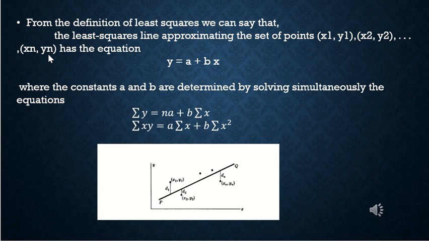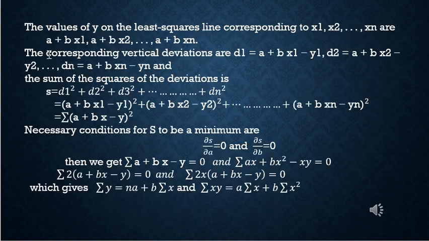Sigma y is equal to na plus b sigma x, and sigma xy is equal to a sigma x plus b sigma x square. The value of y on the least squares line corresponding to x1, x2, and so on xn are a plus bx1, a plus bx2, and so on a plus bxn. The corresponding vertical deviations are d1 is equal to a plus bx1 minus y1, and d2 is equal to a plus bx2 minus y2, and so on dn is equal to a plus bxn minus yn.